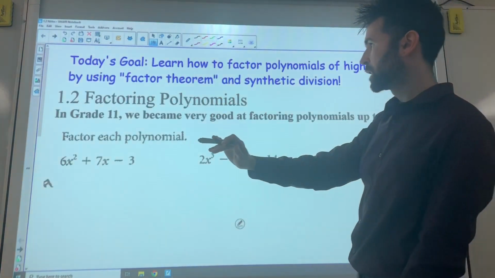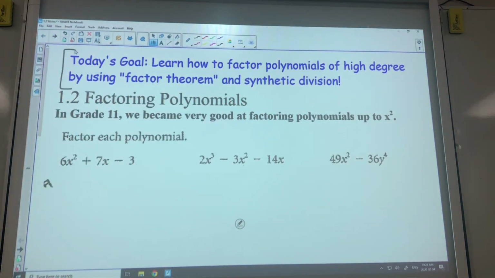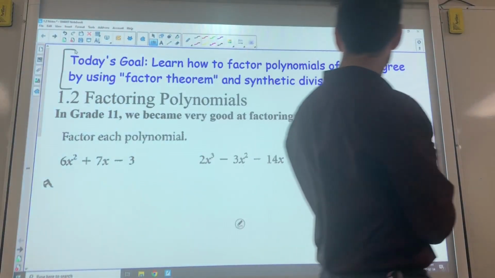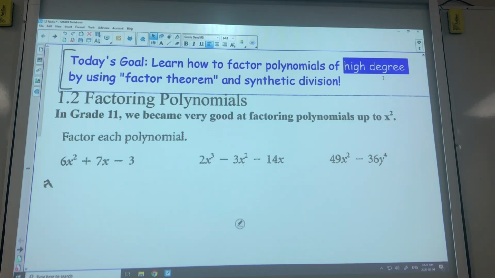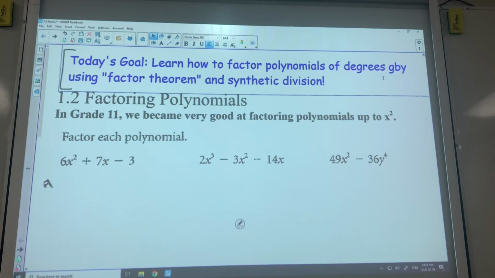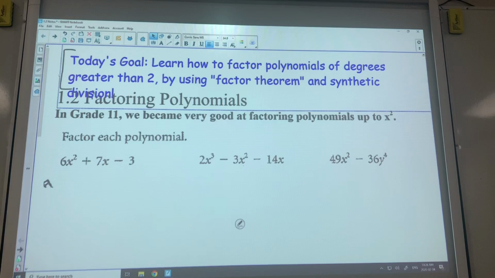So, here we are today. Please add the goal. By the end of the lesson, you're going to know how to factor polynomials of a higher degree than 2. We're going to come up with a really good strategy. We're going to learn how to factor polynomials of degrees greater than 2 by using the factor theorem and synthetic division.